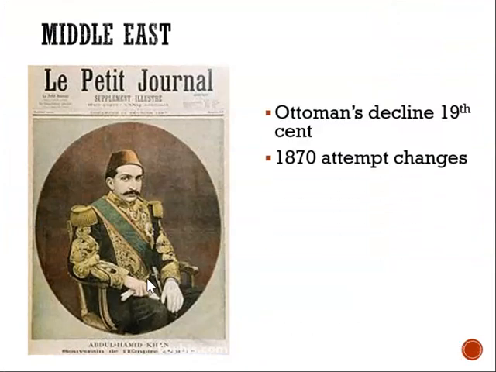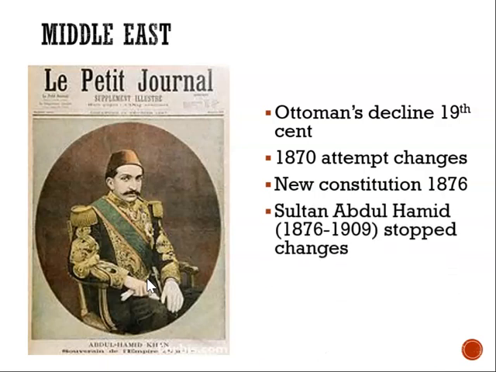As the Ottoman Empire declines, this guy here, who is the Sultan, will attempt some changes. Some changes were attempted in the 1870s. A new constitution of the Ottomans was put together in 1876. This Sultan, however, Hamid, Sultan Abdul Hamid, will stop many of these changes. He thought it was going too far and too fast.